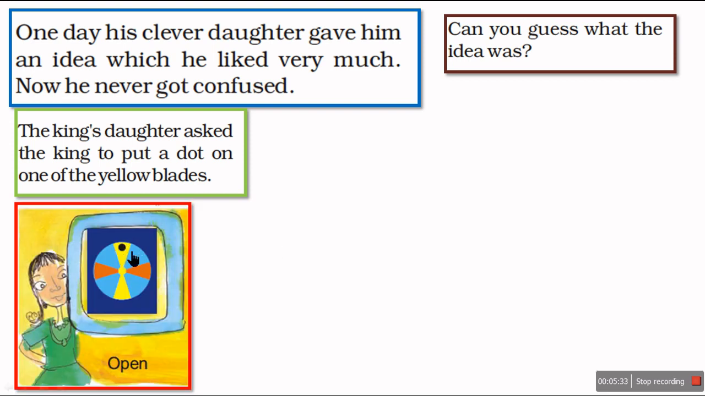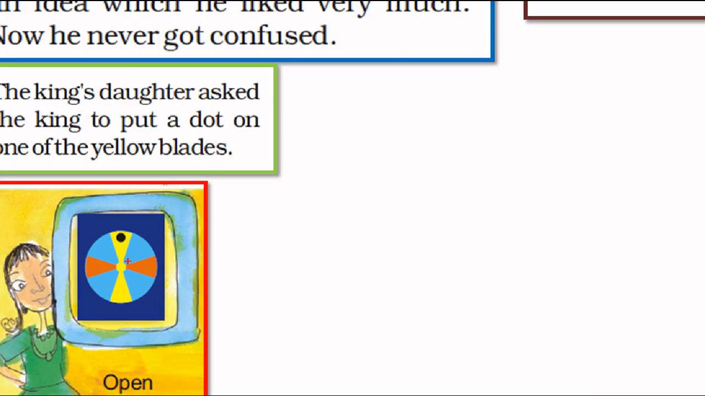She put a dot over the yellow blade, and when the yellow blade is upside, it is open. When I turn it half, this black portion will come here with this yellow dot, and this yellow without black will come here. So when the yellow dot is on the upside, then it is open, and if it is downside, it is closed. So now the king is clear about this.